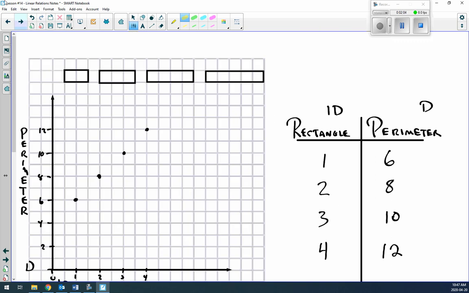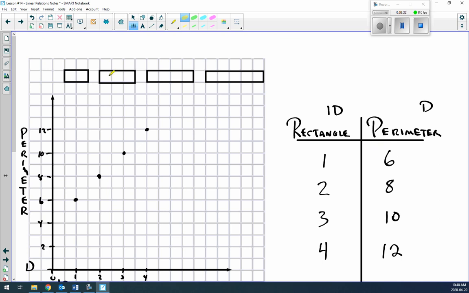So what we have is boxes. We're talking about perimeter. So it's a rectangle, and the perimeter is the distance around it. So rectangle number 1, right? There's rectangle right here. We've got 1, 2, 3, 4, 1, 2, 3, 4. And then perimeter. So we add up everything: 1, 2, 3, 4, 5, 6. So the perimeter on this first one is 6.